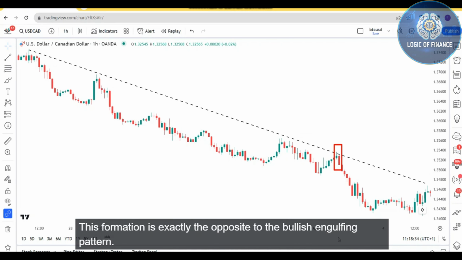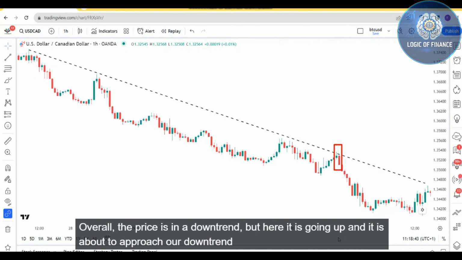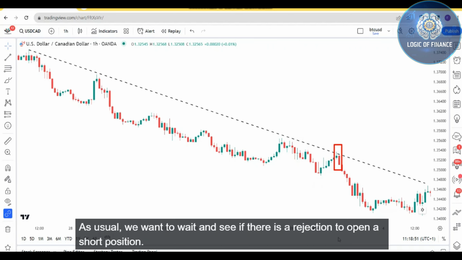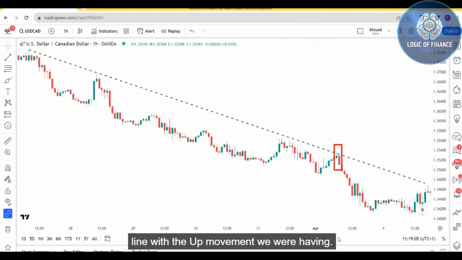This formation is exactly the opposite to the bullish engulfing pattern, so let's try to figure out what's going on in the market. Overall, the price is in a downtrend, but here it is going up and it is about to approach our downtrend line. As usual, we want to wait and see if there is a rejection to open a short position. If we focus on these two candlesticks that form the bearish engulfing pattern, the first one is in line with the up movement we were having. The price was going up in the recent sessions. This candlestick just confirms that.